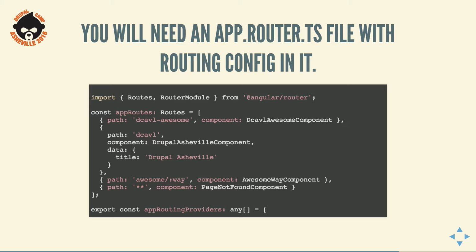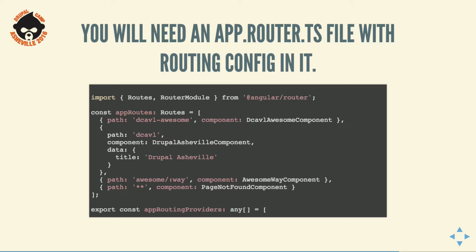And then you'll need an app.router.ts with your routing config in it. This enables you to connect paths of the URL with components that you want to load when somebody hits that URL. So if somebody visits DCABL-awesome on our website, we want to use the DCABL-awesome component to handle that request and possibly return some information.